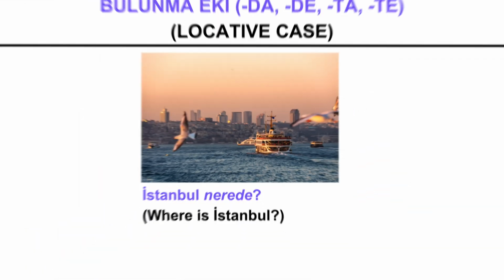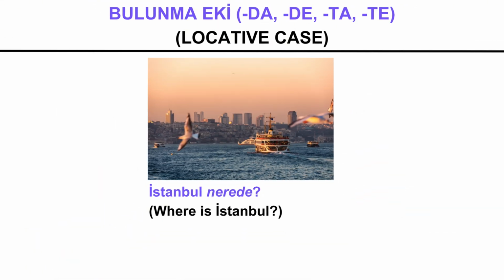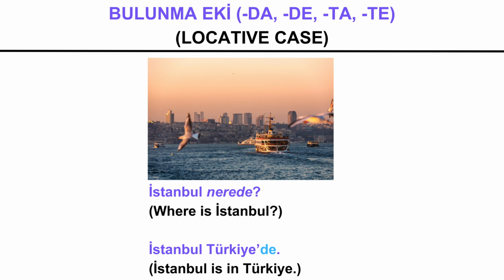Another example. İstanbul nerede? Where is Istanbul? Istanbul is in Turkey. Therefore, we will say İstanbul Türkiye'de. Because Turkey is a proper name, we have an apostrophe there. But that's just because of that. Don't think about anything else. If it was an ordinary noun, then we would put it right next to it, just like the okulda example. İstanbul Türkiye'de. So this time we give the meaning of in Turkey.